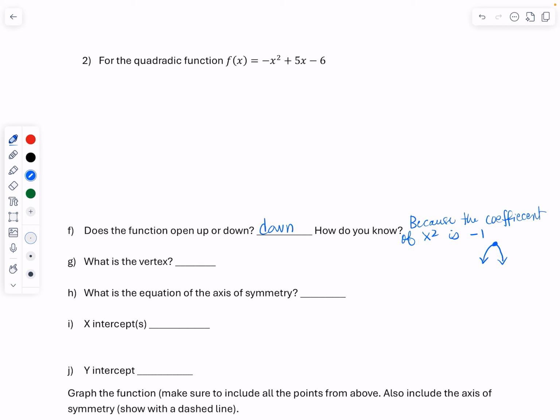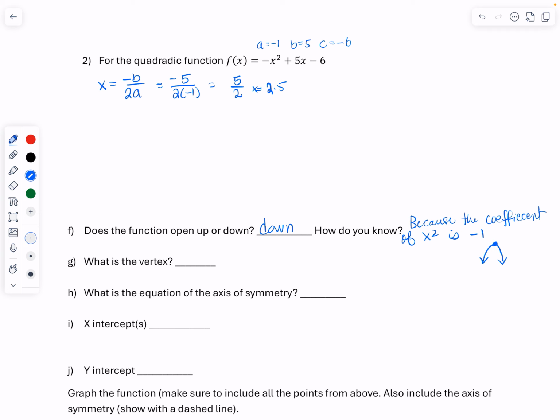Okay, what is the vertex? The x value of the vertex can be found by taking negative b over 2a. So a equals negative 1, b equals 5, and c equals negative 6. So negative b, negative 5, over 2 times negative 1. So this becomes 5 over 2, or 2.5. Sorry, 2.5, I misspoke. There we go. So that's what my x value is.